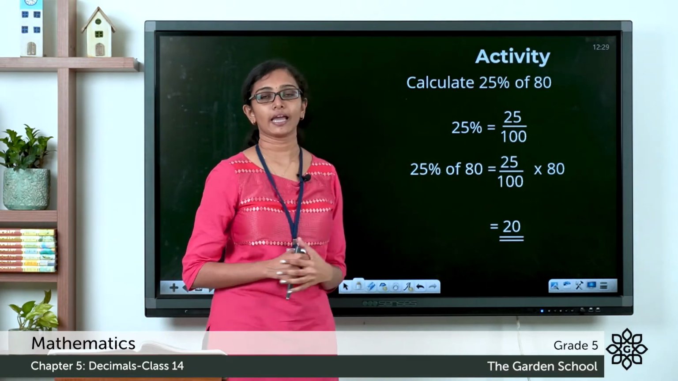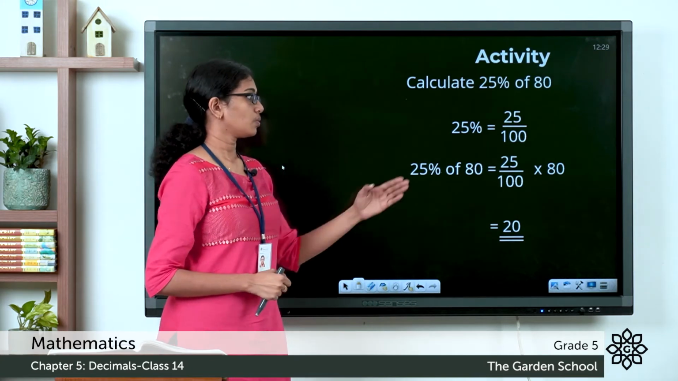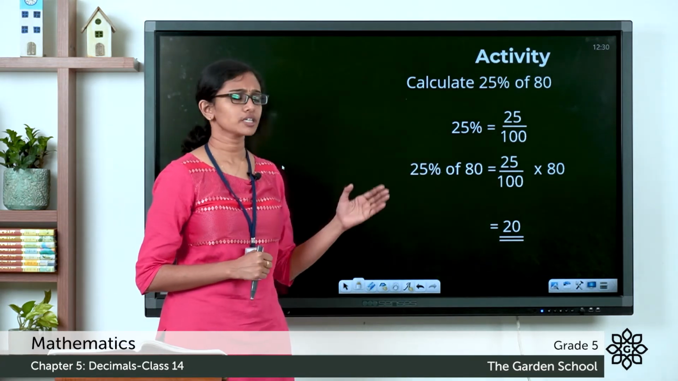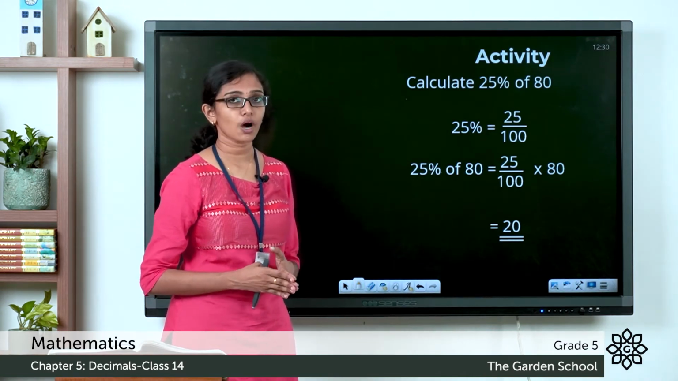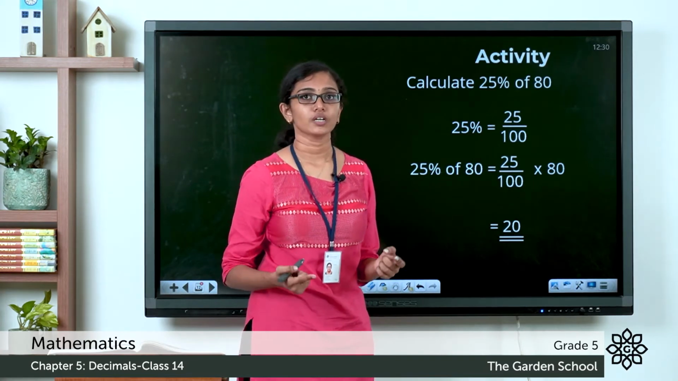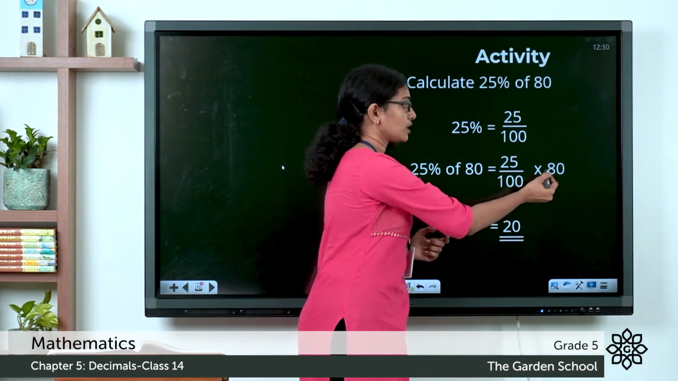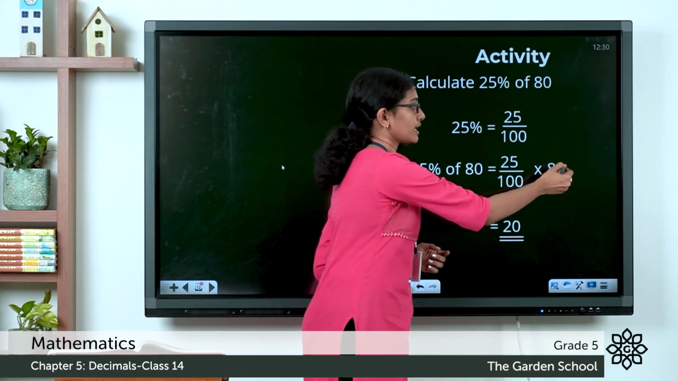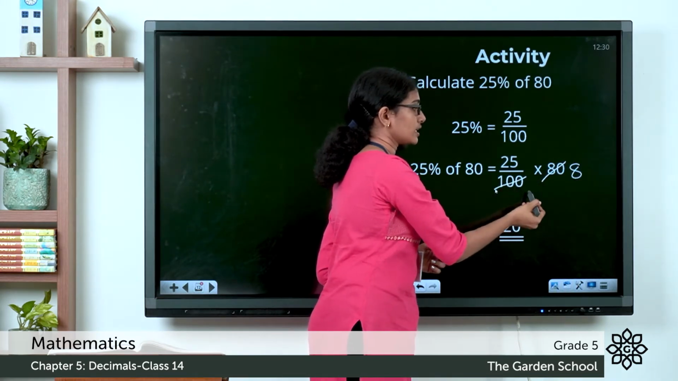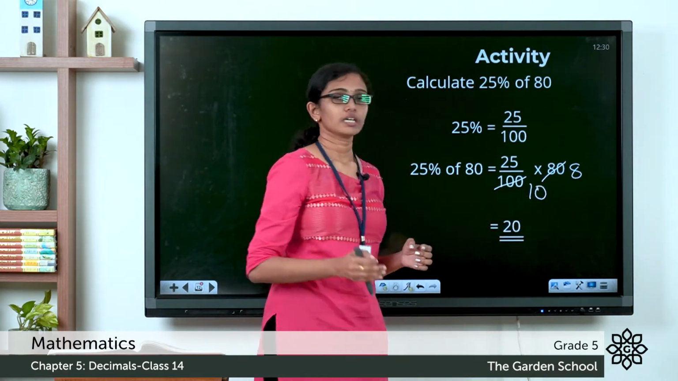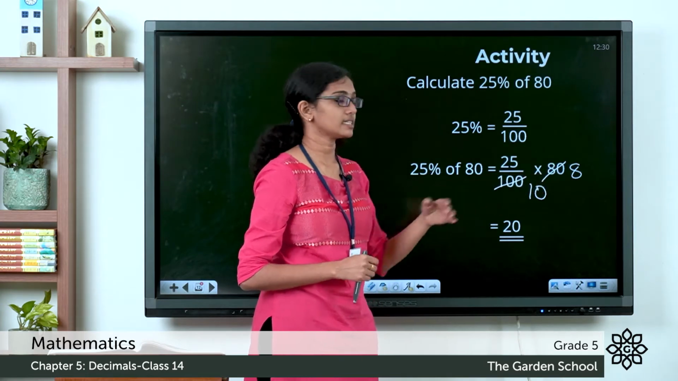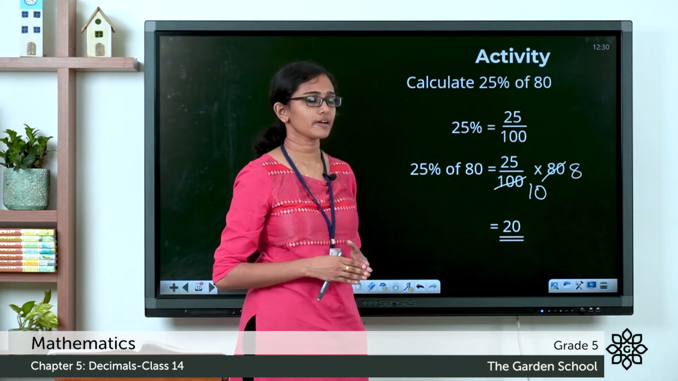25% of 80 is equal to 25 by 100 of 80, which is equal to 25 by 100 into 80. Now, what is 25 by 100 into 80? Do we see any common factors for these numbers so that we can cancel out? Yes, this 80 and 100 are multiples of 10. So let's cancel out 10 from each of these numbers. 80 by 10 is equal to 8 and 100 divided by 10 is equal to 10.